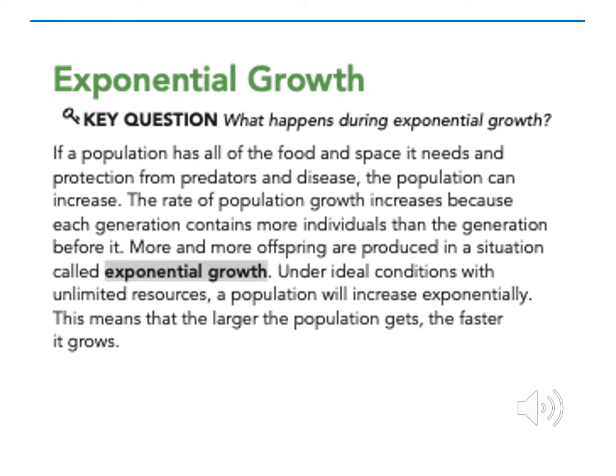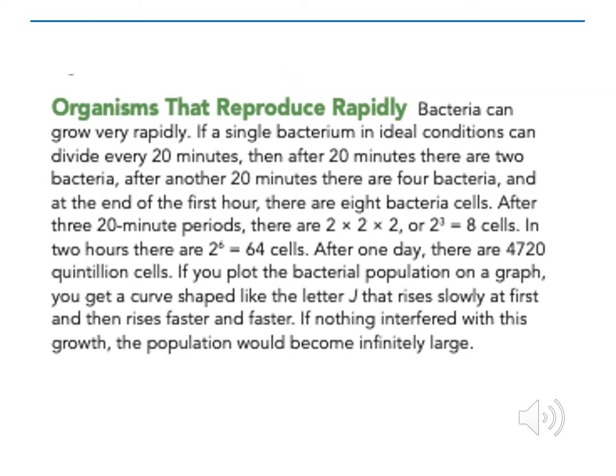If a population has all of the food and space it needs and protection from predators and disease, the population can increase. The rate of population growth increases because each generation contains more individuals than the generation before it. More and more offspring are produced in a situation called exponential growth. Under ideal conditions with unlimited resources, a population will increase exponentially. This means that the larger the population gets, the faster it grows.